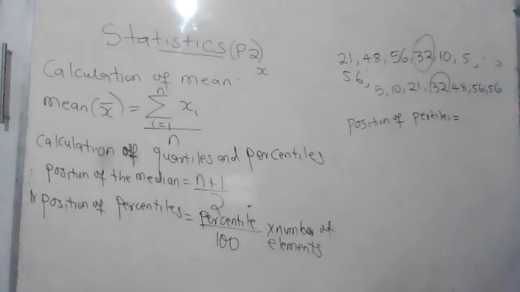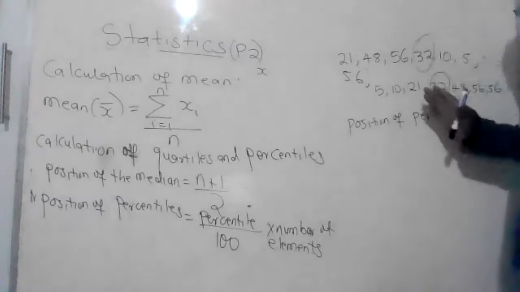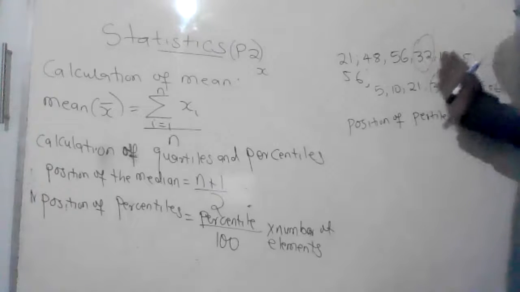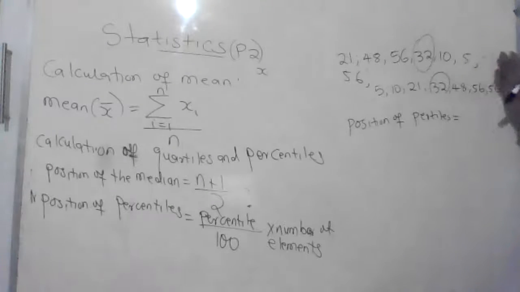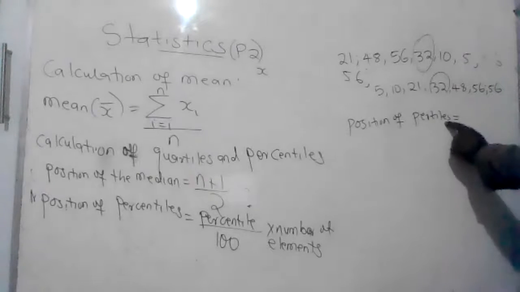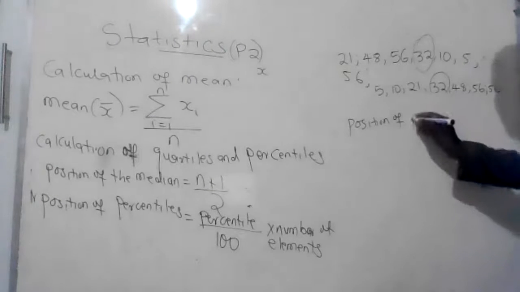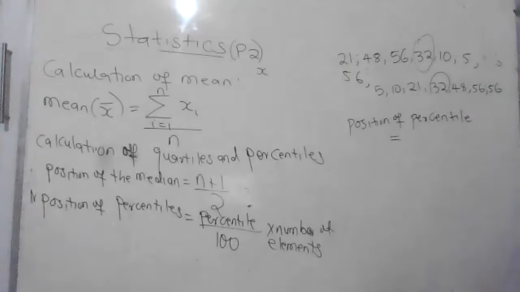Position of percentiles. It simply represents the percentage position of the lower quartile, and then the median, which is Q2, and then the upper quartile. So now let's start with the position of quartile 1, or let me use this word, percentile. So let's start with the percentile for Q1.